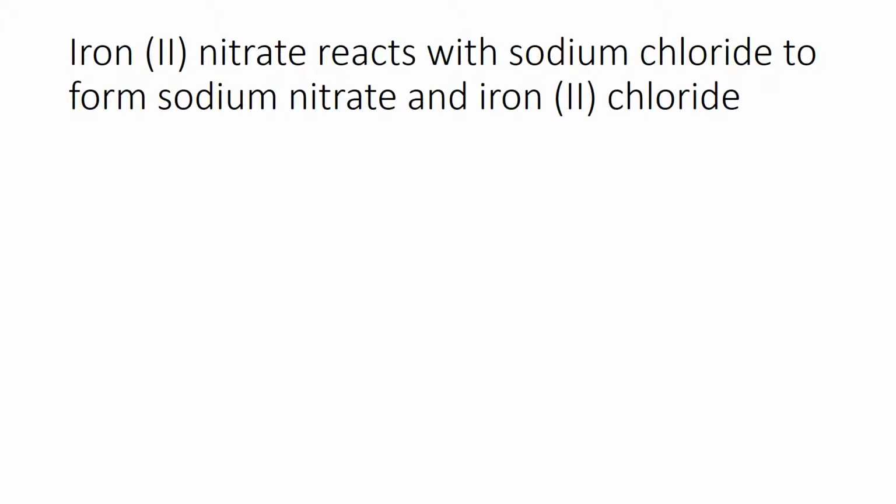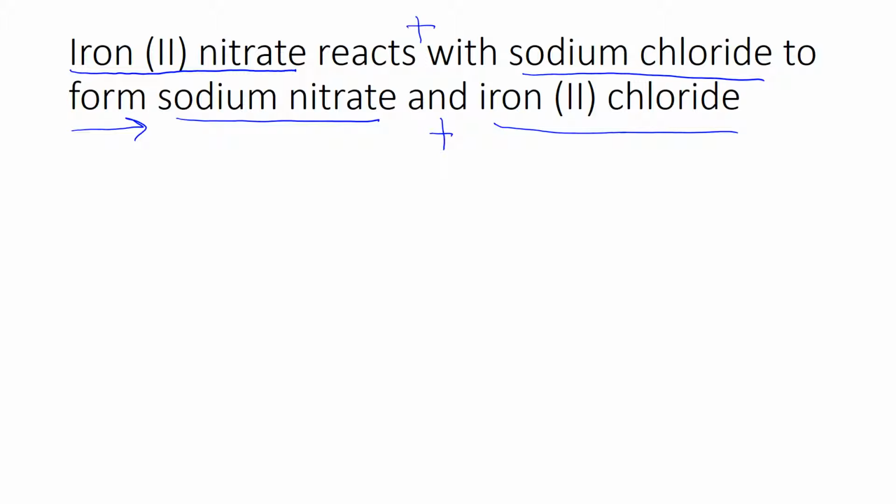Okay, using the same approach, I'm going to underline. This is a compound, iron 2 nitrate. Reacts with means plus. Sodium chloride is my second compound. To form is an arrow. I have sodium nitrate as a compound and means plus. And iron 2 chloride is my second compound that's a product. So now I'm going to start by converting to symbols.